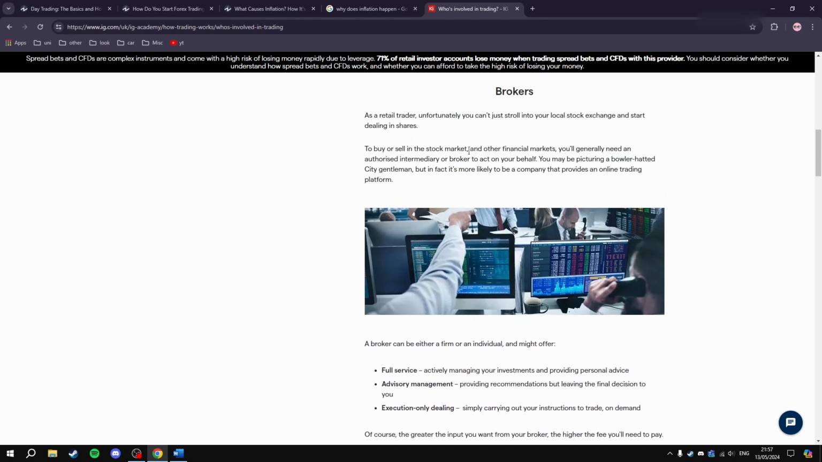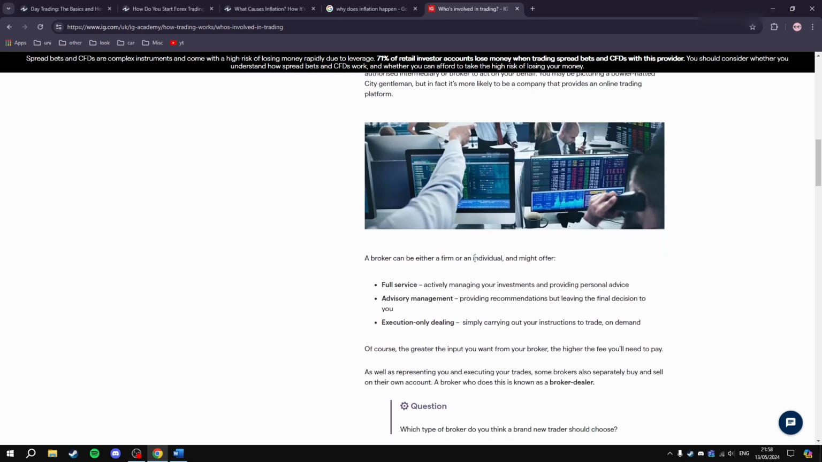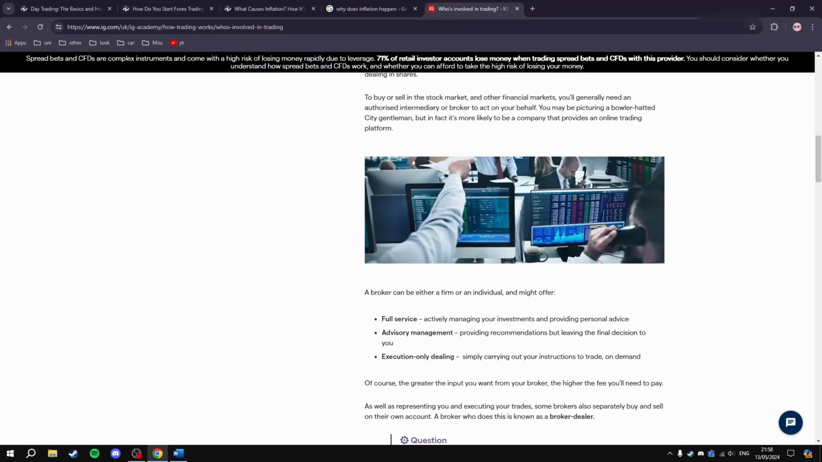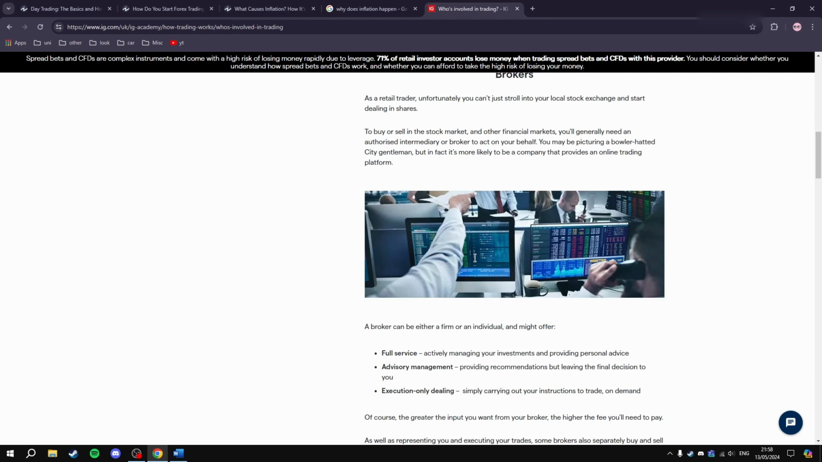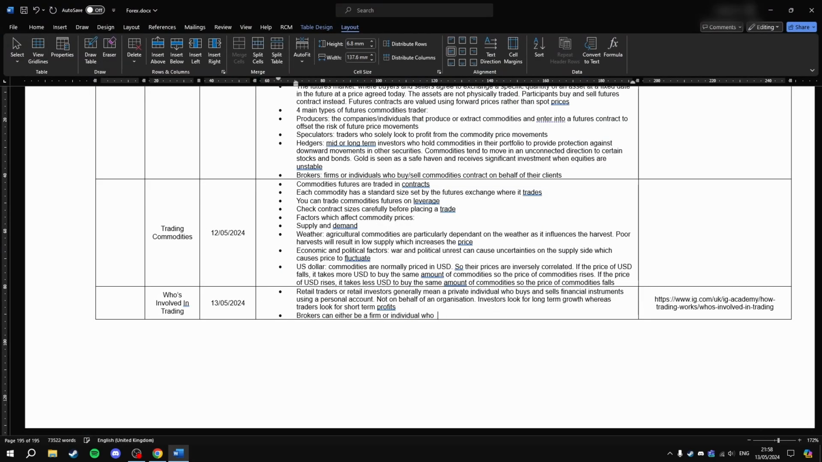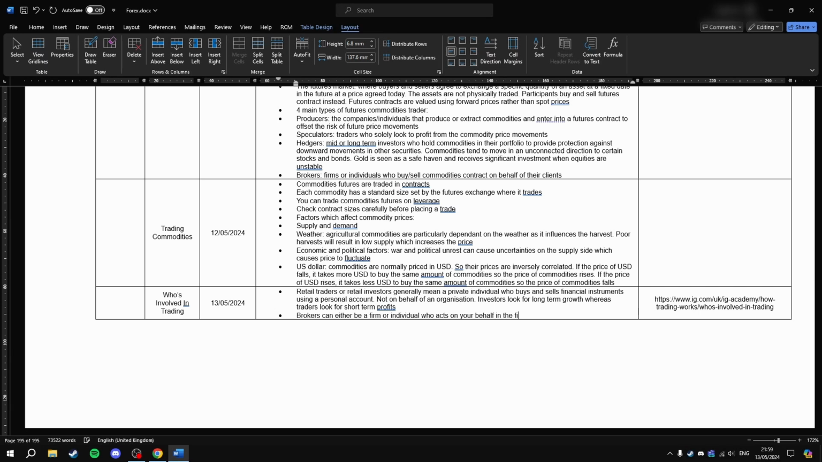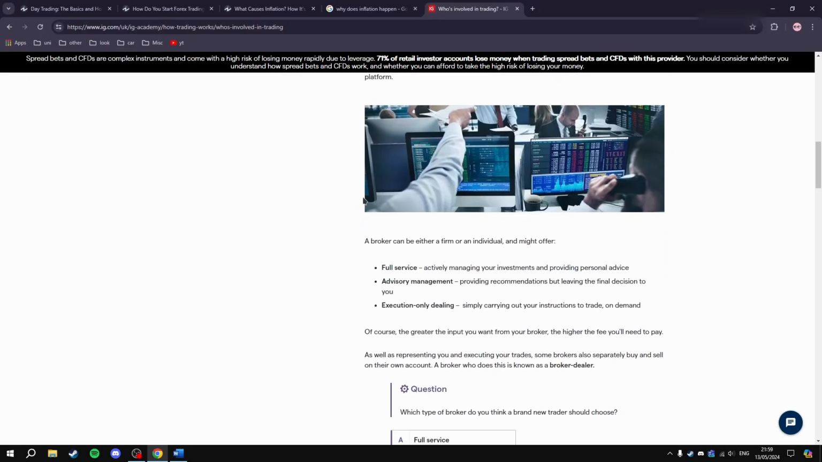A broker can be either a firm or an individual who provides access to the financial markets and acts on your behalf.